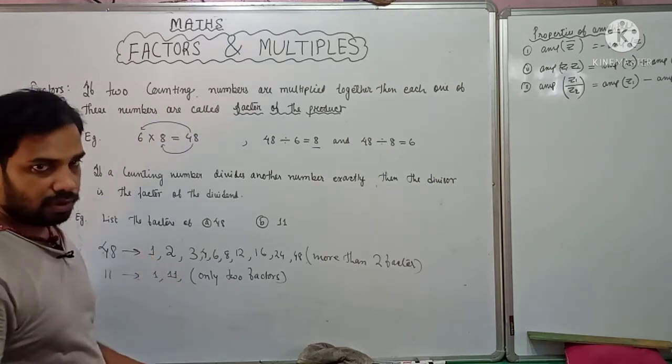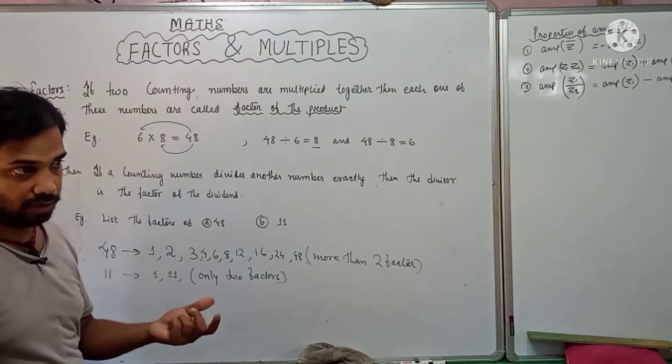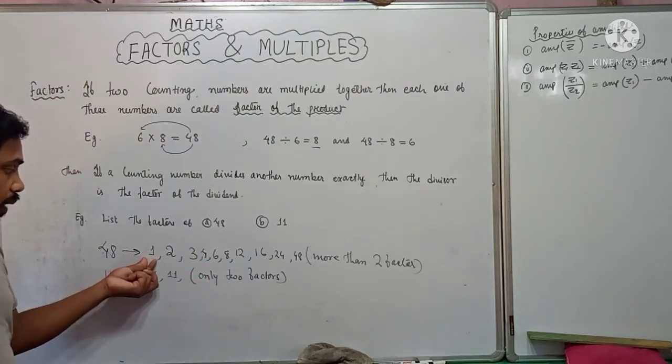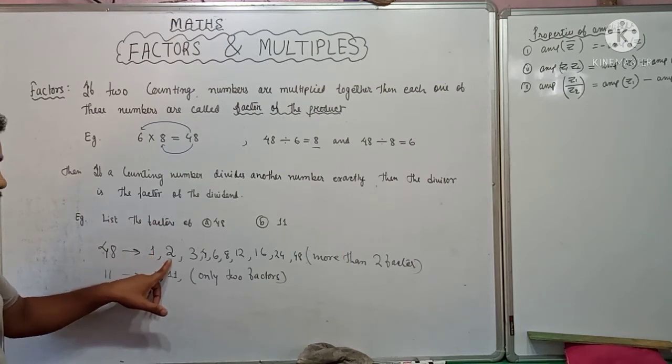See, 1 times 48 is 48. Yes or no? So 48 is a factor. 1 times 100 is 100. So 1 is a factor of 100. Any number you take, 1 times 1000 is 1000. So 1 is a factor of each and every number. So you have to take 1. Now why have I taken 2?